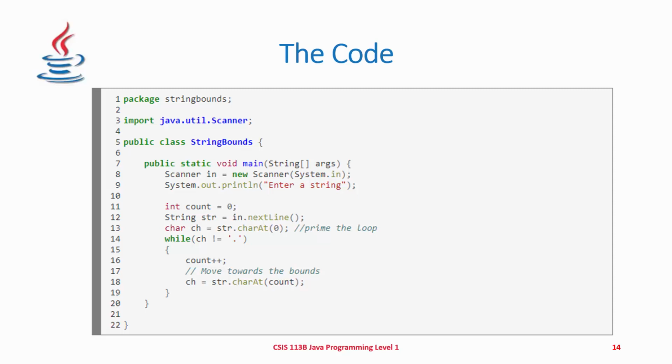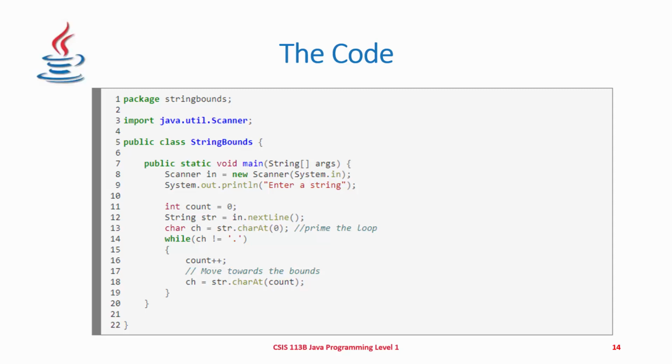Each time we go through the loop, we just increment our count variable. That will help us move towards our bounds, because what you'll see in the next statement there is that we're grabbing the character in the string based on count each time through the loop. So since count starts at 0, we'll get the first character, which will then be checked to see if it is a period or not.